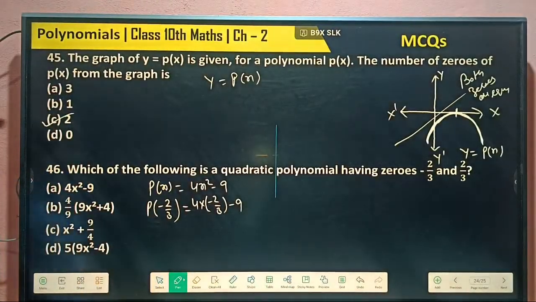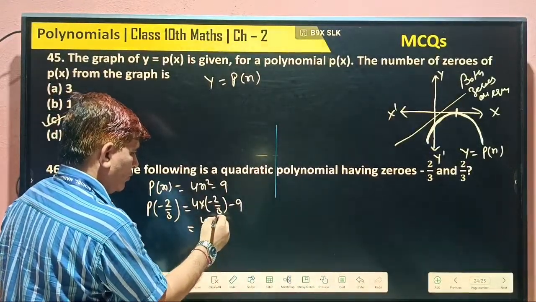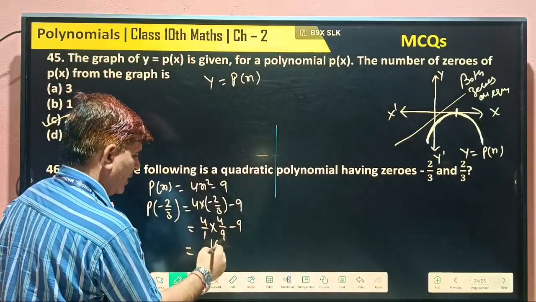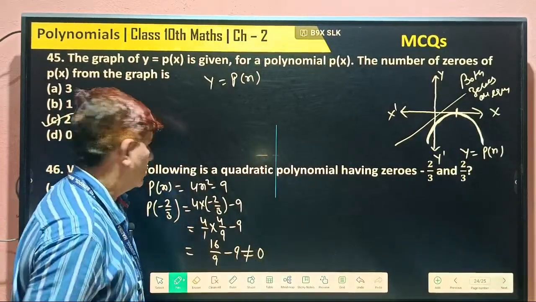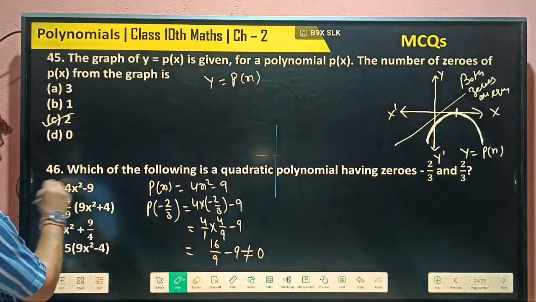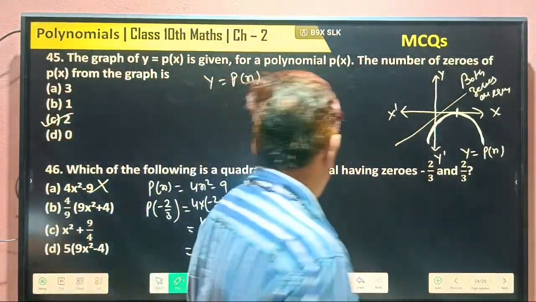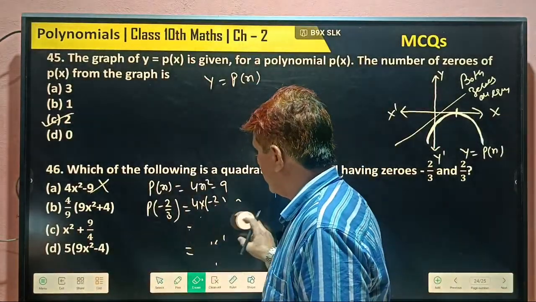So what does it become? Look one time. 4 by 1 into 4 by 9 minus 9. So what's its meaning? 16 by 9 minus 9 is not equal to 0. So definitely its zeros are not these. So what can we say? Again we will check the second one.